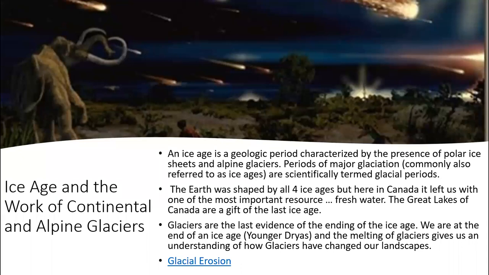It's beautiful. All right, Ice Age and the work of continental and alpine glaciers. An ice age is a geologic period characterized by the presence of polar ice sheets and alpine glaciers. Periods of major glaciations, commonly referred to as ice ages, are scientifically termed glacial periods, right? So whenever I talk about ice age, it's just the common word for glacial periods.